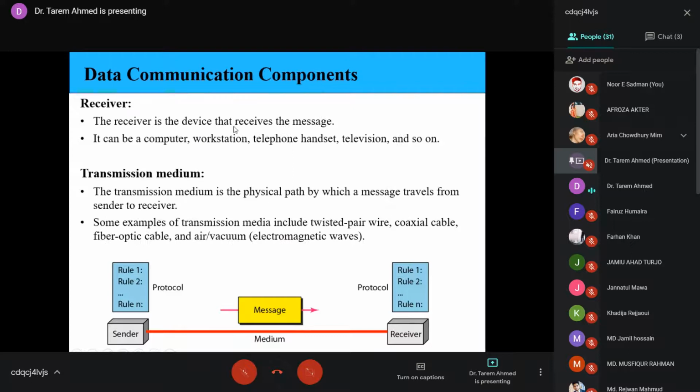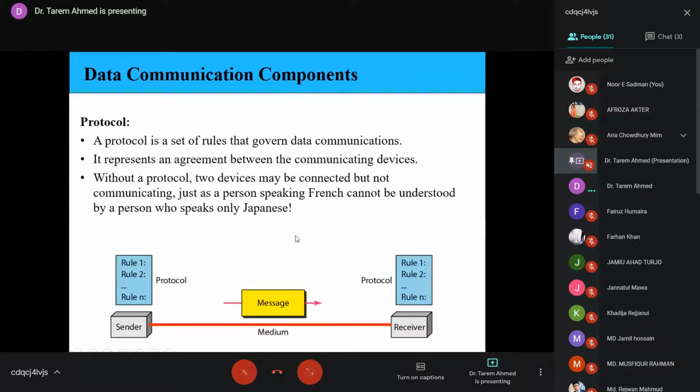So then the receiver is the device that receives. It can be a telephone handset or it can be a television, right? And the transmission medium is the physical path by which the message travels from sender to receiver. And like I've said, there are physically three kinds of media: electrical wire, which can be subdivided into twisted pair, category 5, category 3, coaxial cable, right? Fiber optic, and then the air or vacuum. Right? So this is okay.